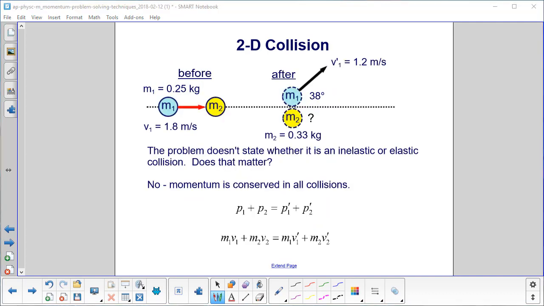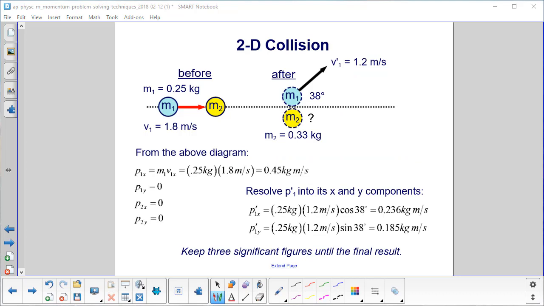The problem doesn't state whether we have an inelastic or elastic collision. Does that matter? Nope. Momentum is conserved in all collisions. So we have P1 plus P2 is going to be P1 prime plus P2 prime. So this up here, this of course will be P1 prime for mass 1, and this will be P2 prime for mass 2. And then you break out what momentum is. Of course, it's just mv.